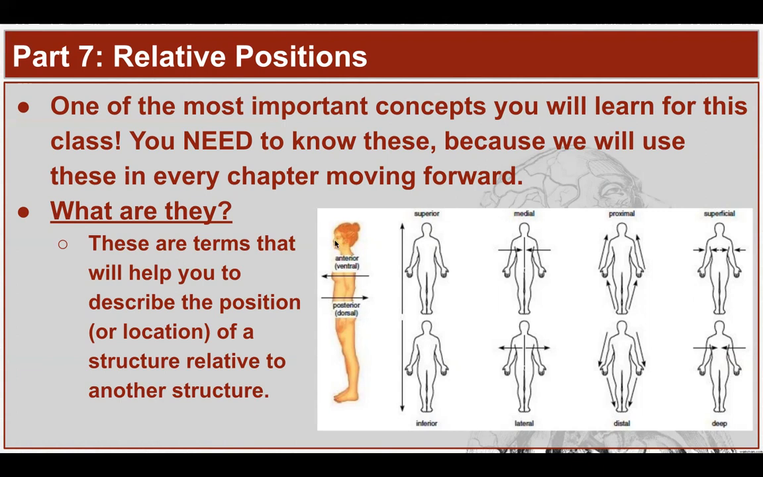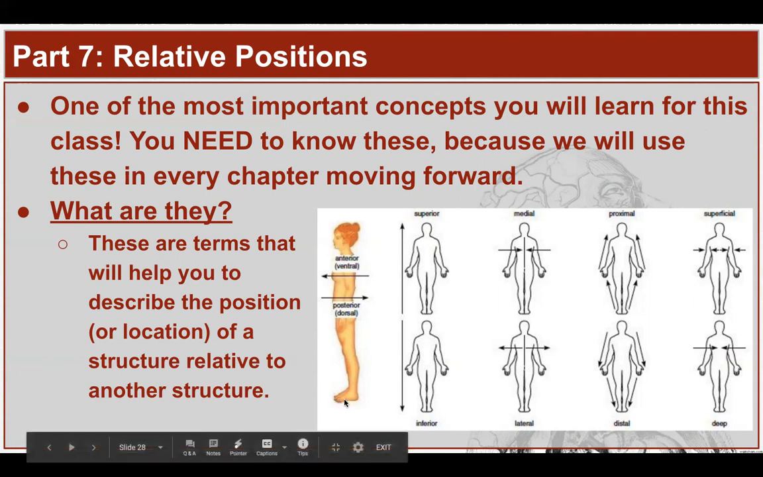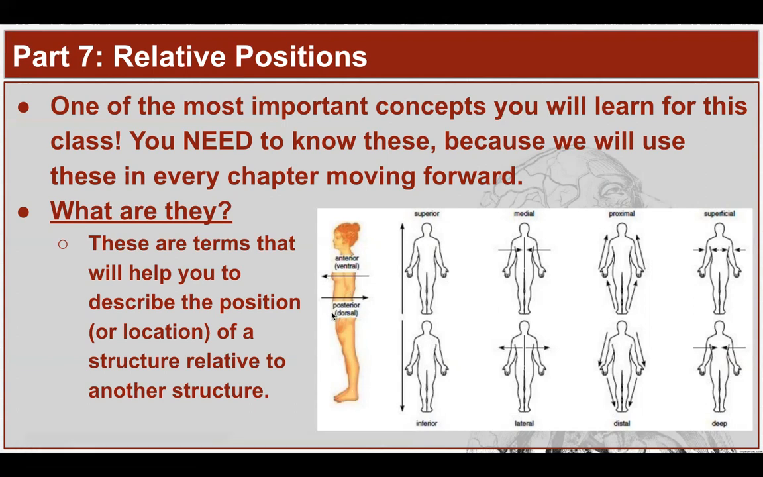Anterior just means that something is in front, and posterior means that something is in back. So you can see this person is in anatomical position. So anatomical position is somebody standing up, their heels slightly raised, their palms facing forward, but body standing erect. So in this position, something that is anterior is going to be in front, and something that is posterior is going to be behind.